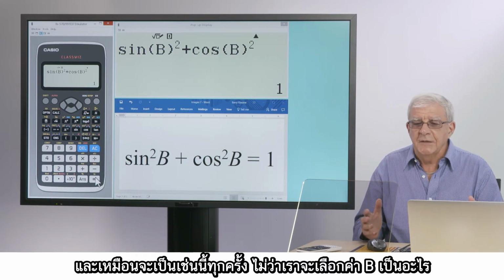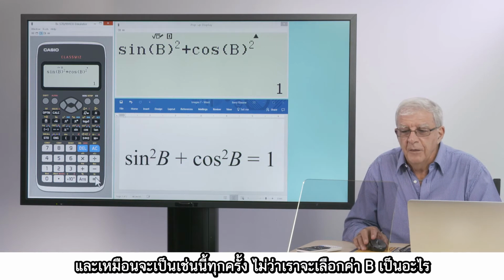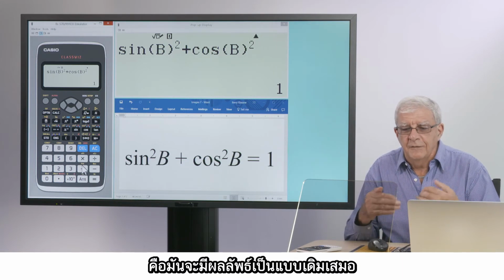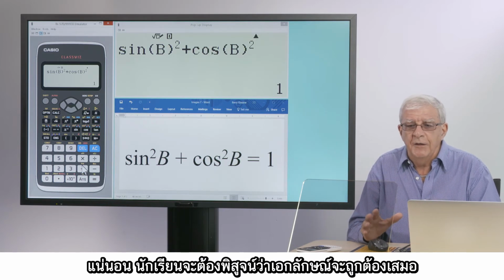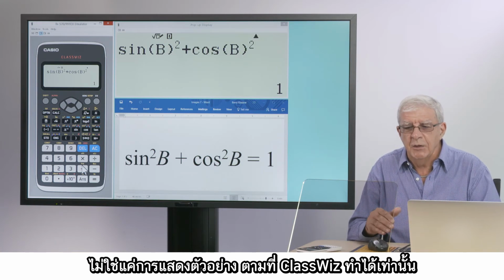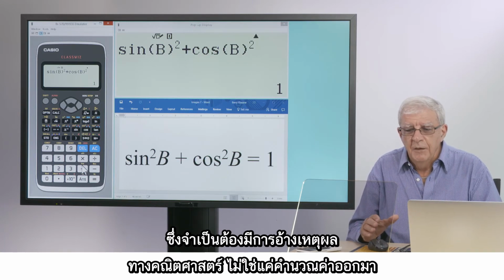It seems that that's the case whatever values we choose for B. The concept of an identity is illustrated here. It's the same result all the time. Of course, students need to prove that an identity is always true, not just demonstrate it. All the ClassWiz is doing is demonstrating it, and they'll require some mathematical argument, not just evaluation.